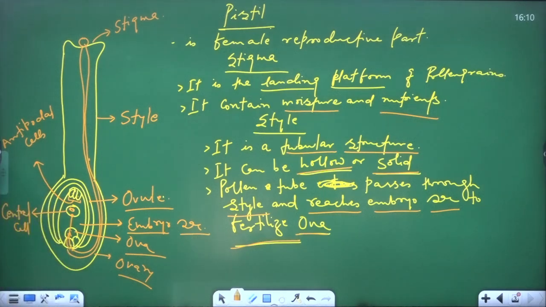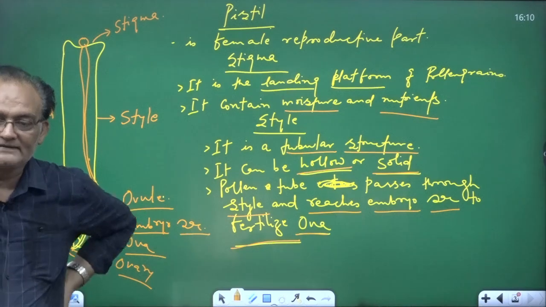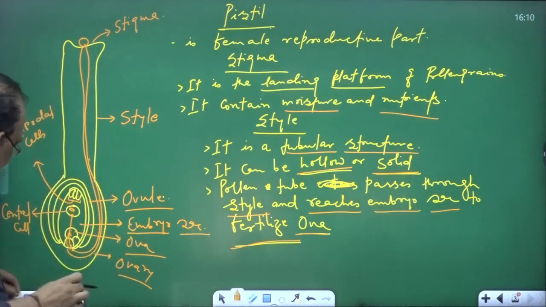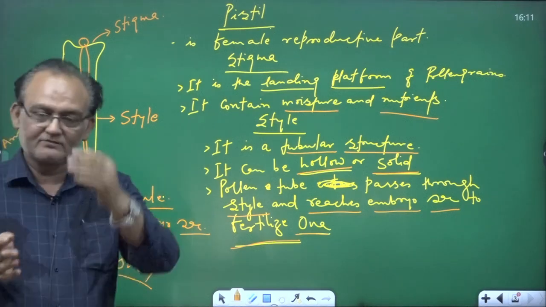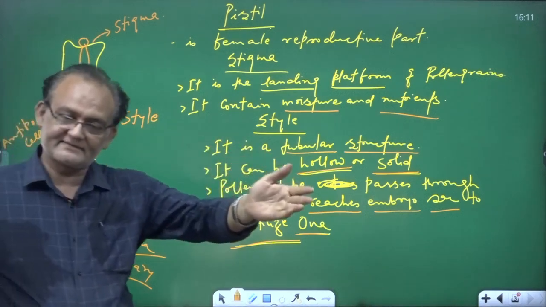And ova is present in the embryo sac, and that embryo sac actually contains ova and synergids. These are 2 synergids. So the function of synergid is it helps in the entry of pollen tube into the embryo sac, and then later it degenerates. Clear?